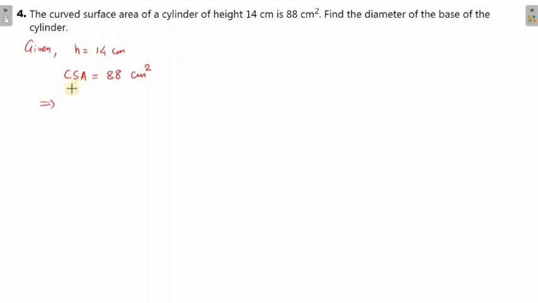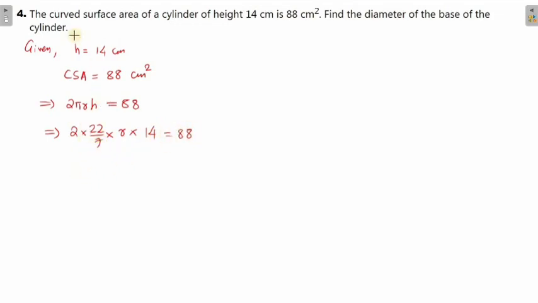So curved surface area is 2 pi r h. So this is the formula for curved surface area. Please remember this. Okay, so this is equals to 88. Now let's put the values. So 2 into pi is 22 by 7. R, we don't know, we need to find r. H is given to be 14. So this is equals to 88.